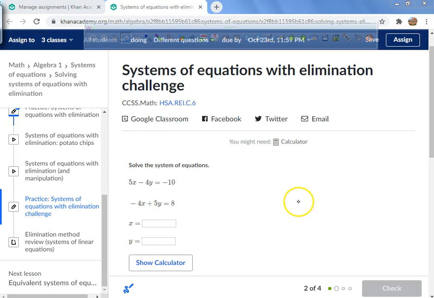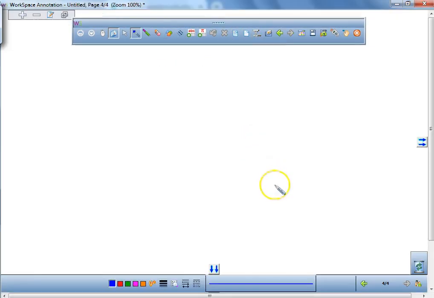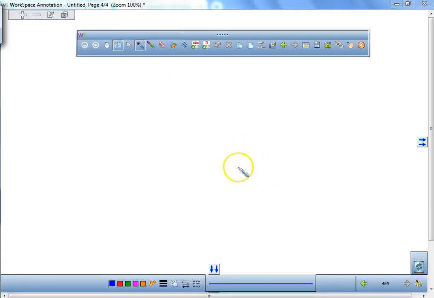Alright, so in this video we're talking about the systems of equations with elimination challenge. Before we do this problem, we're going to do another student's problem right now. I'm going to see if he can tell me exactly what it says so I can write it up here on the board. Tell me what it says.